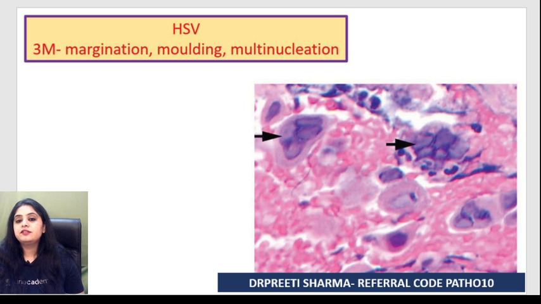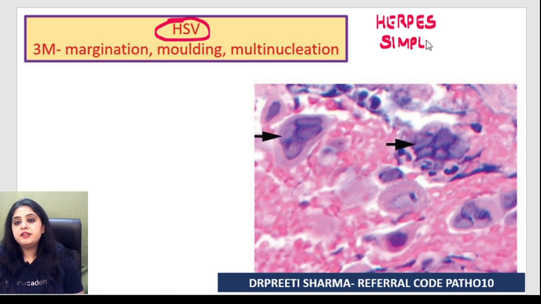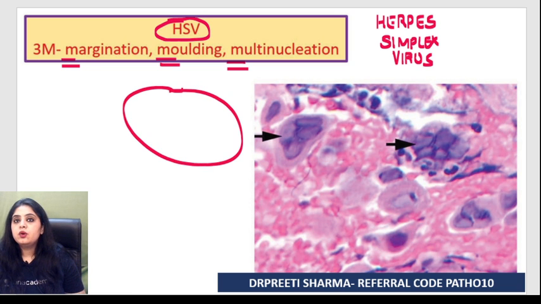Coming to the last giant cell for which you have to know the picture. I think I've taught you this a couple of times on the platform. The giant cells that you see with herpes simplex virus. And herpes simplex virus is very, very famous for its 3M formation. What is 3M? Margination, molding, and multinucleation. It means I'll see a cell where I'll have multiple nuclei. So multinucleation.